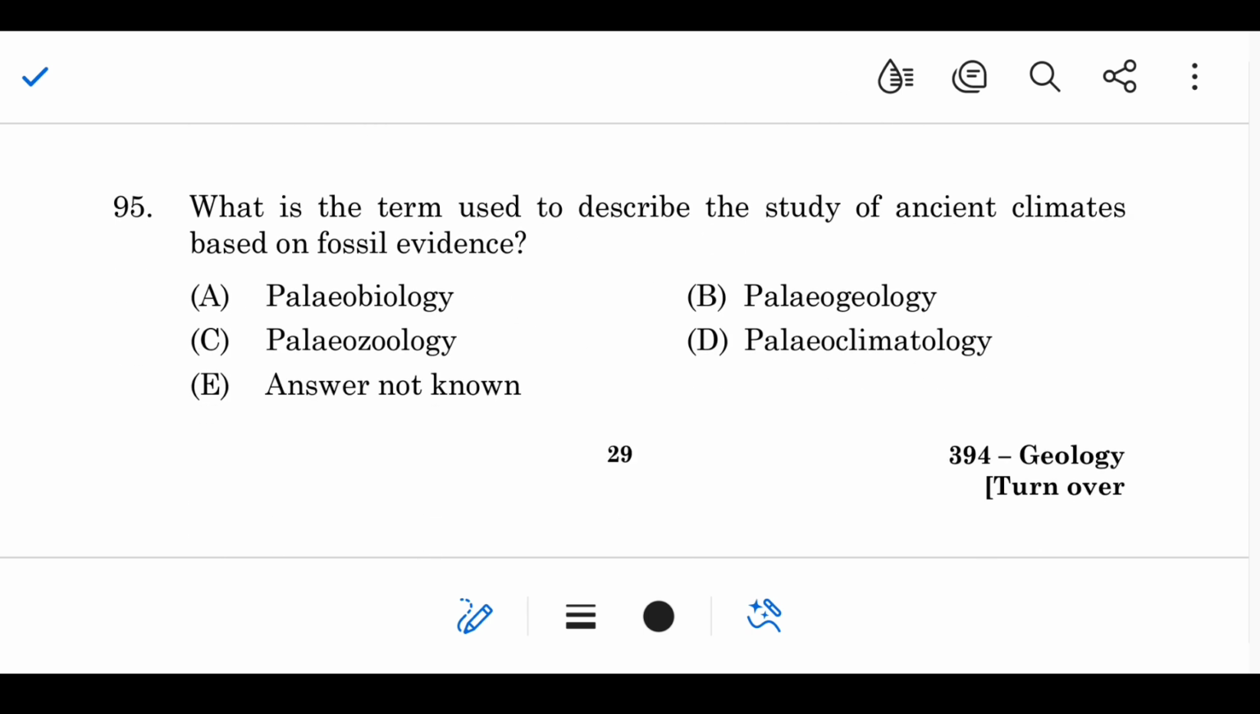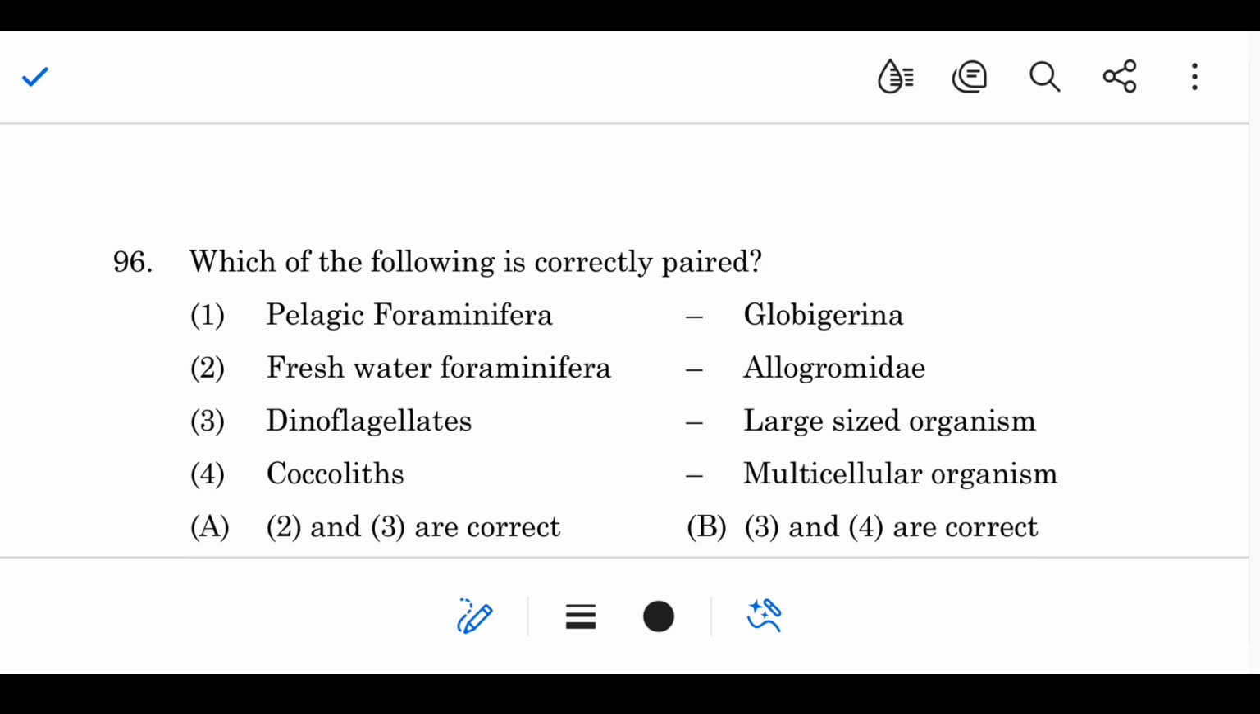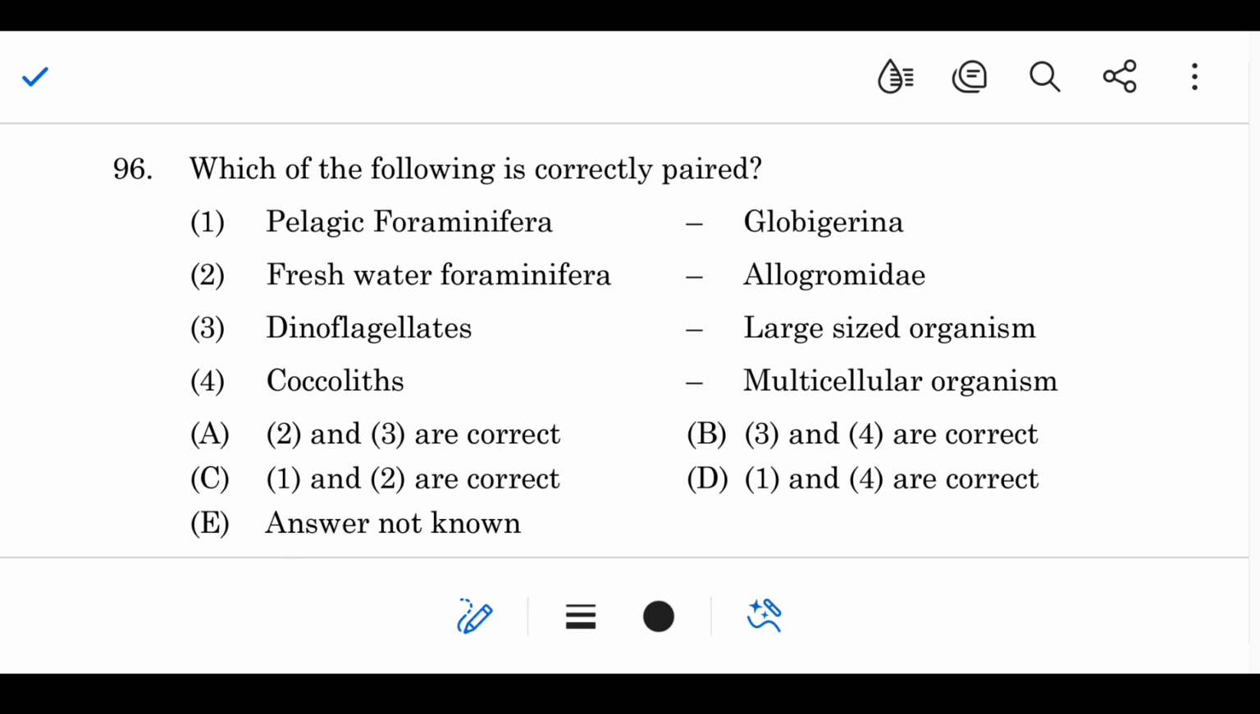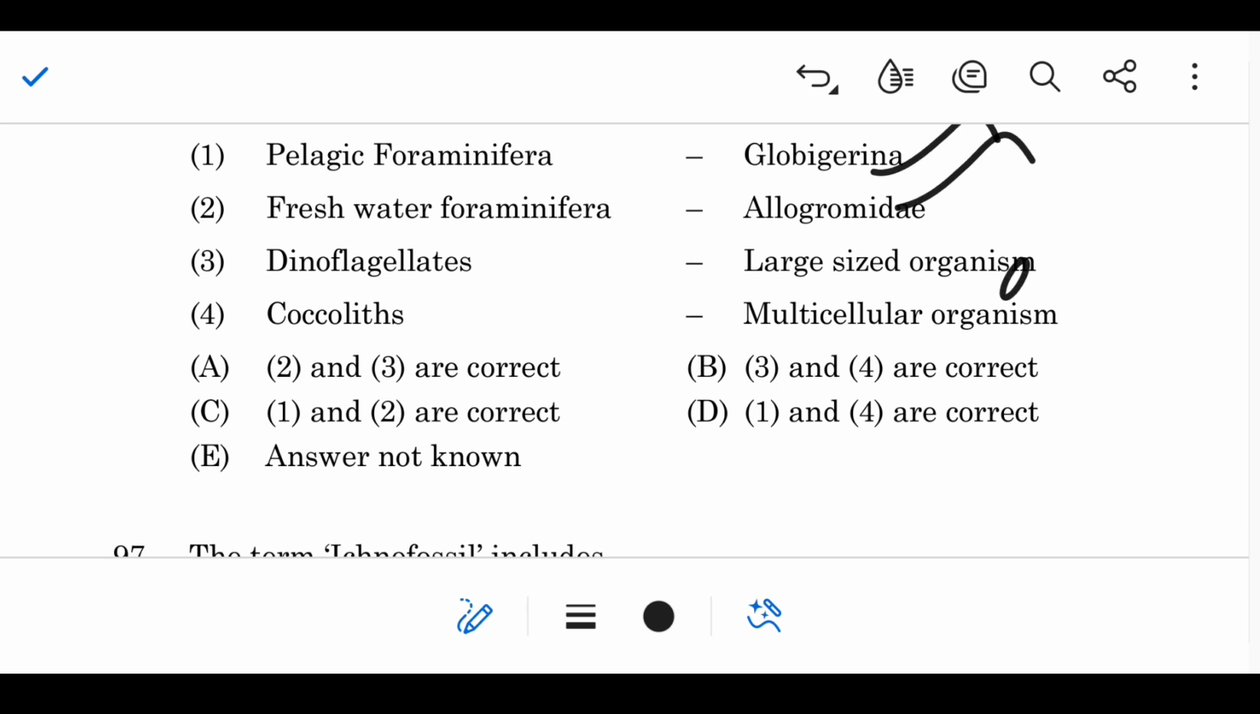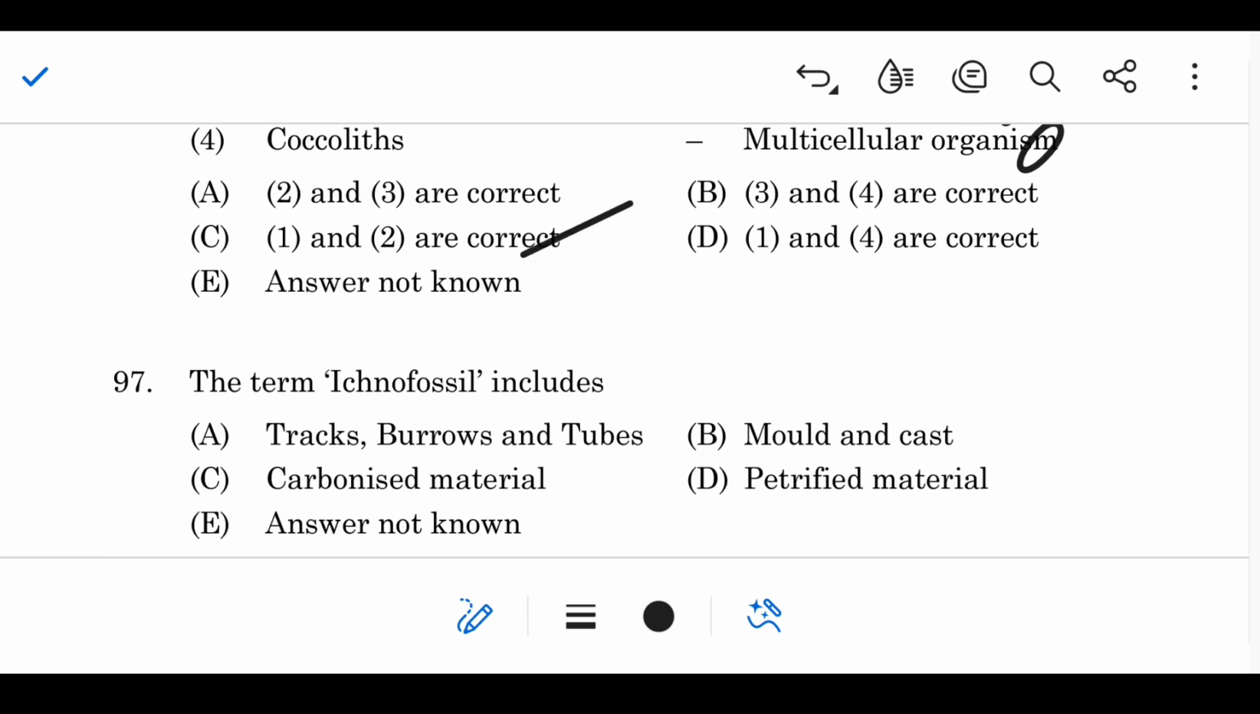What is the term used to describe the study of ancient climate based on fossil evidence? It is paleoclimatology. Which of the following is correctly paired? First one is pelagic foraminifera Globigerina, right? Freshwater foraminifera is Allogromia, okay, right? Dinoflagellate, no. Coccolith is not right. 1 and 2 are correct.